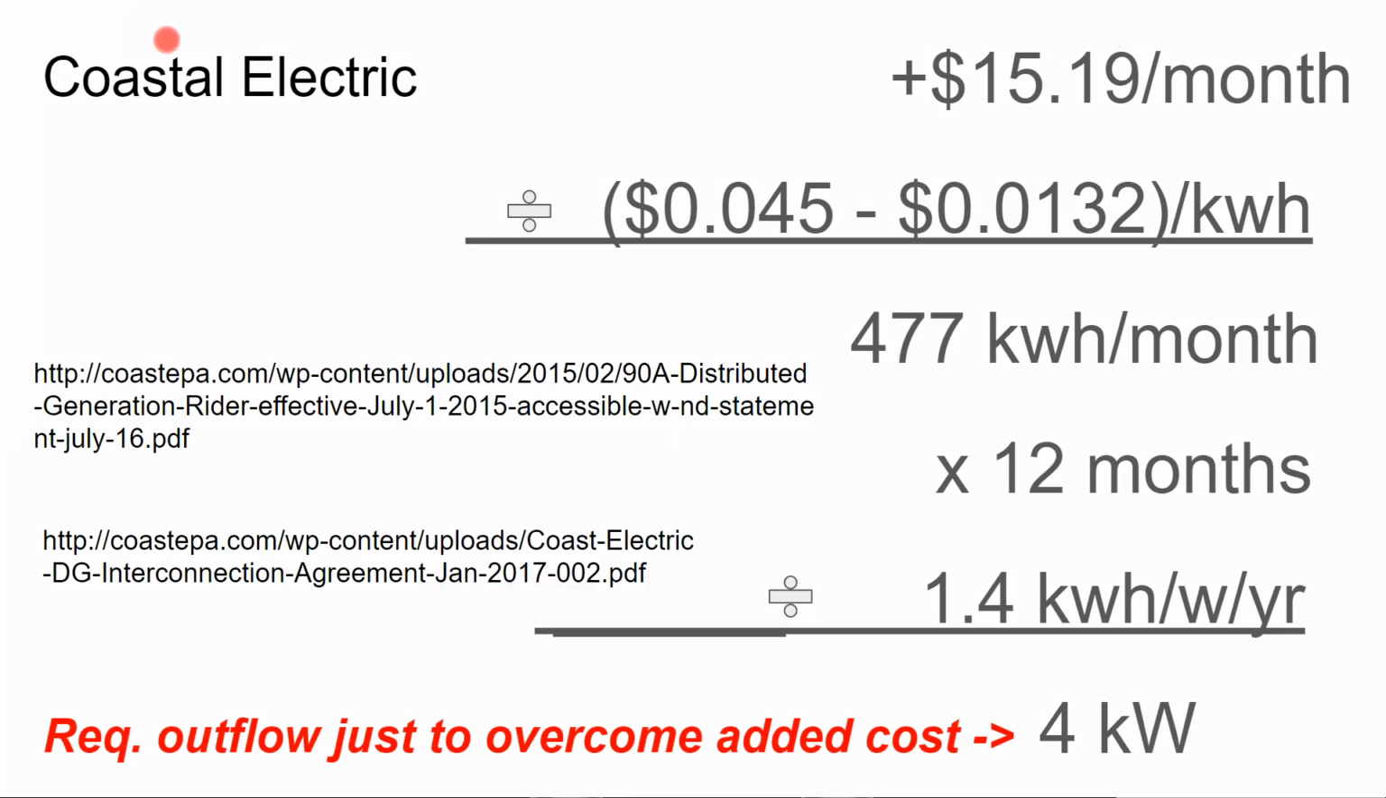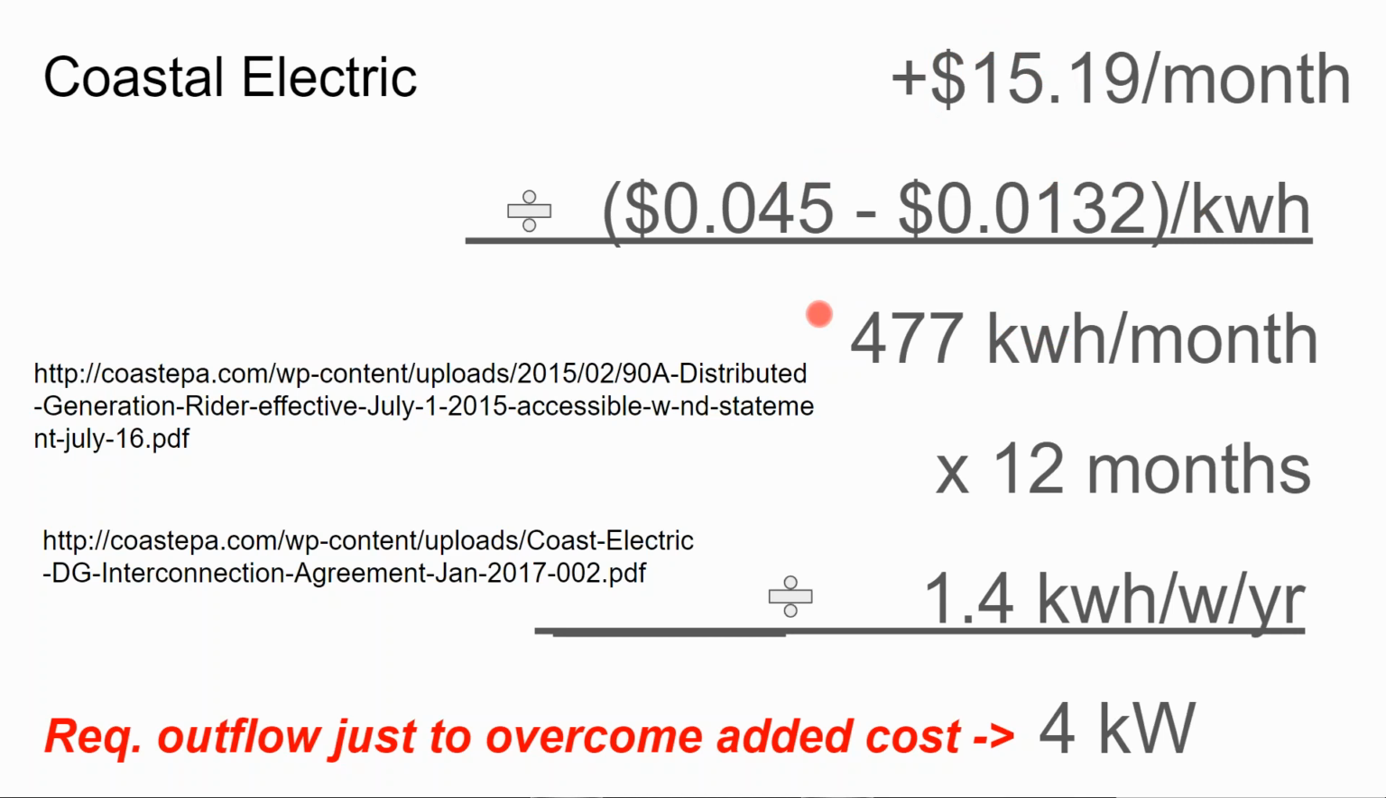And so this cooperative's buyback rate is, they're not a TVA cooperative. So non-TVA cooperatives are buying back at 4.5 cents. Well, they say, well, actually, we're going to subtract 1.5 cents out of that. We're going to charge you an additional $15 a month. And so if you run the math and you say, okay, well, how many kilowatt hours outflowed at 3 cents a kilowatt hour do I need in order to offset $15 a month? The answer is 477 kilowatt hours.